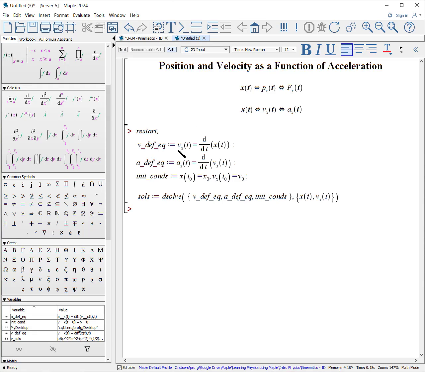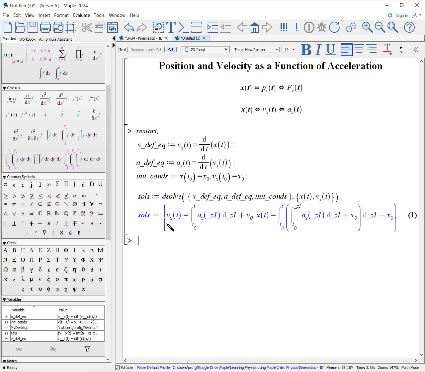Most of the problems in 1D kinematics involve these connections. Given our definition of velocity and our definition of acceleration, and saying that we have some initial conditions for the initial position and the initial velocity, let's see how acceleration dictates what velocity and position is as a function of time.